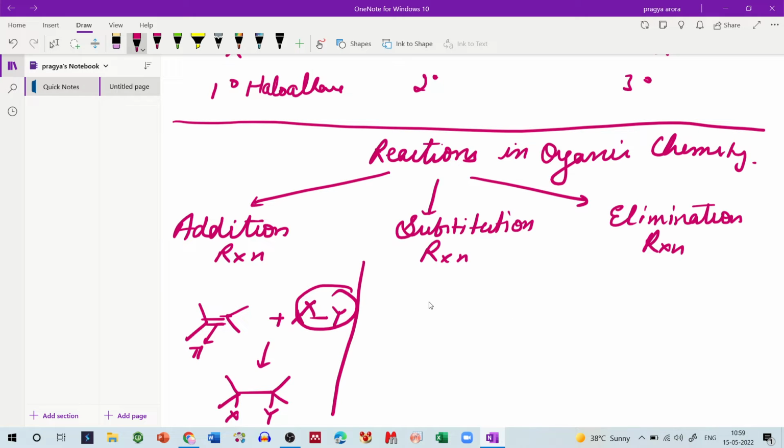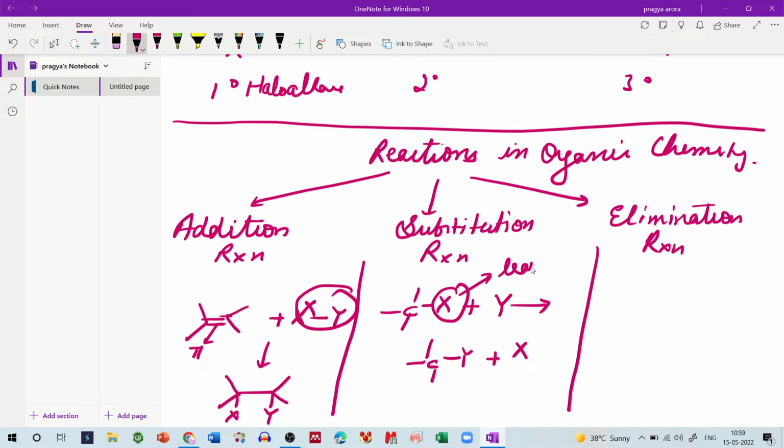A substitution reaction, on the other hand, is where a functional group attacks and replaces another functional group. For example, you have a haloalkane with this X group, X halogen, and you are adding some other reagent Y. What will happen is that this X will get replaced or substituted by Y. So this kind of reaction is known as a substitution reaction, where the group which is replaced is called the leaving group. This one is called the leaving group.